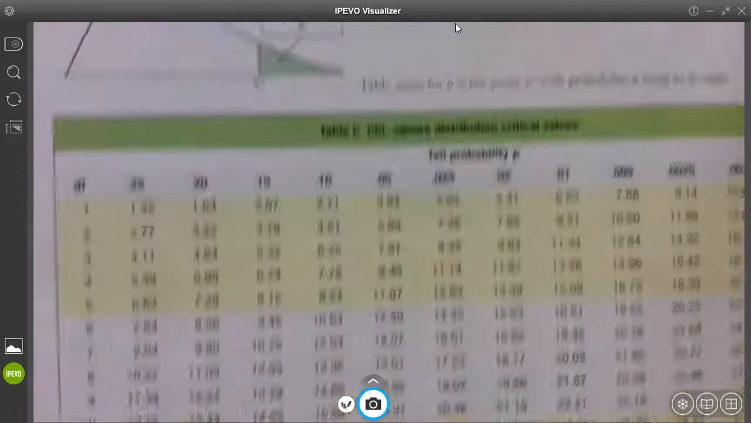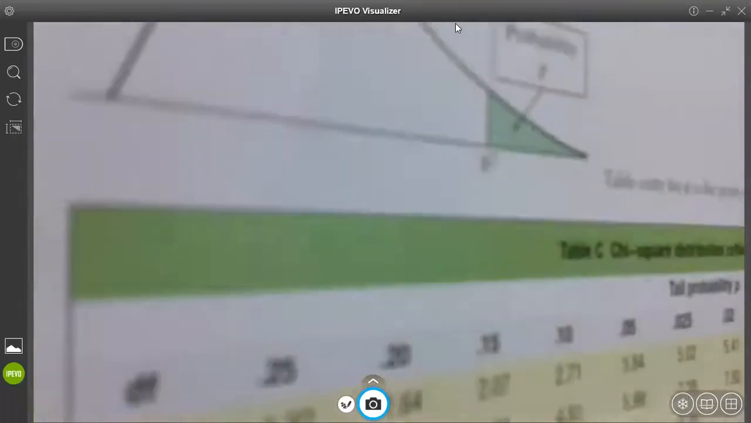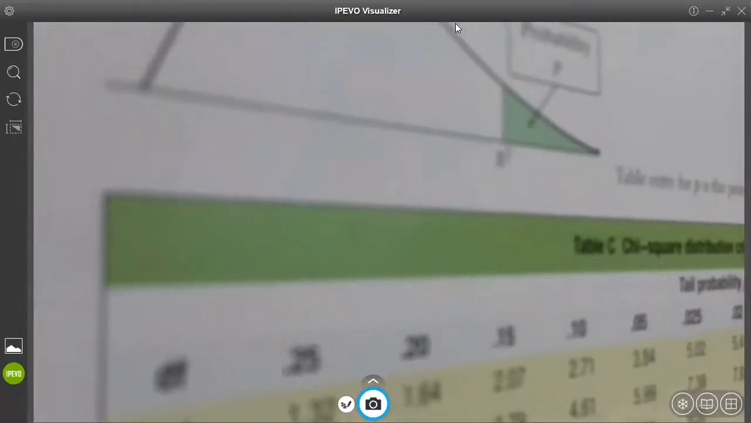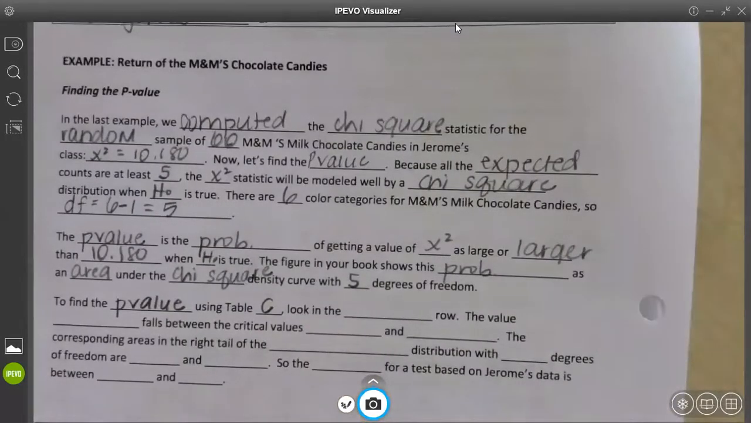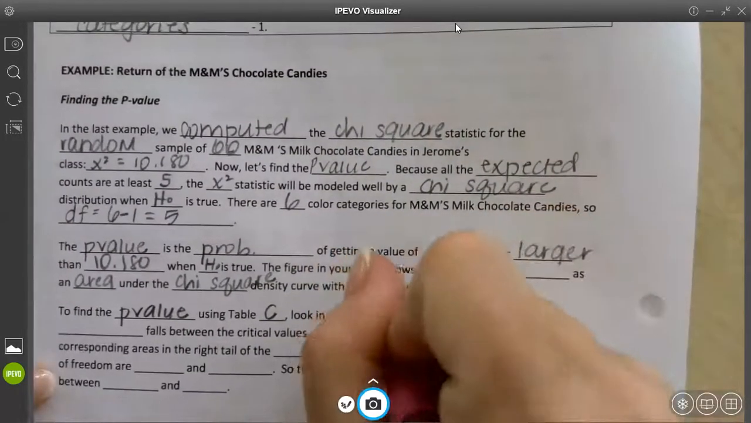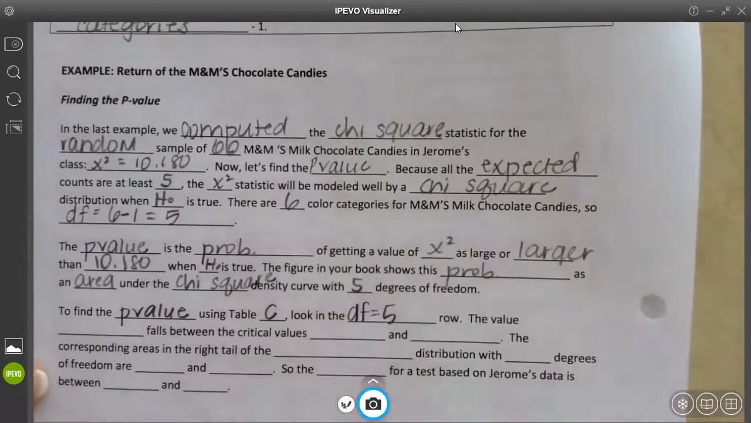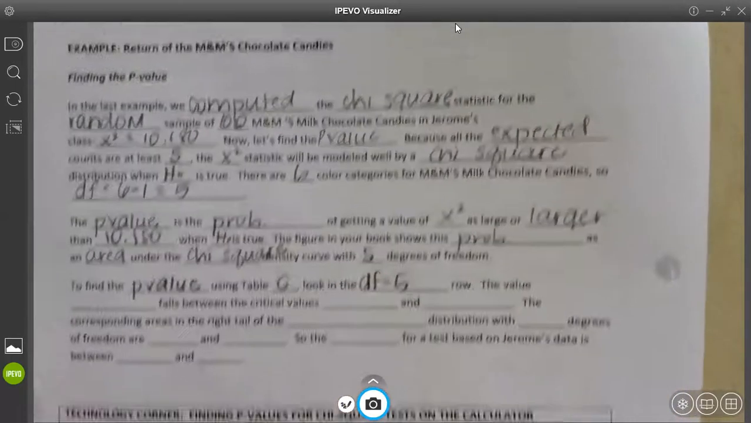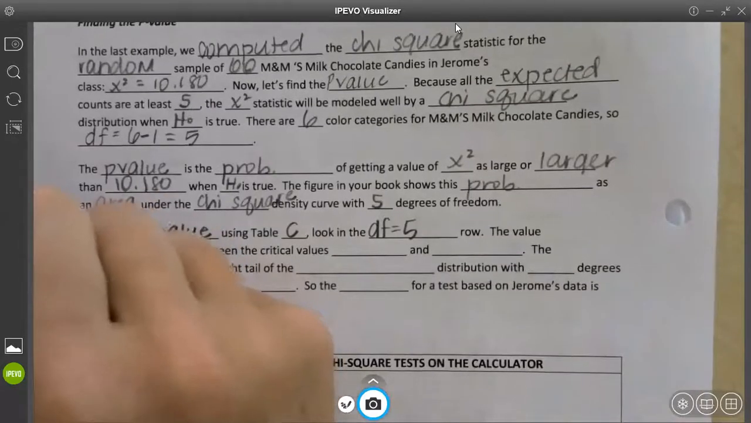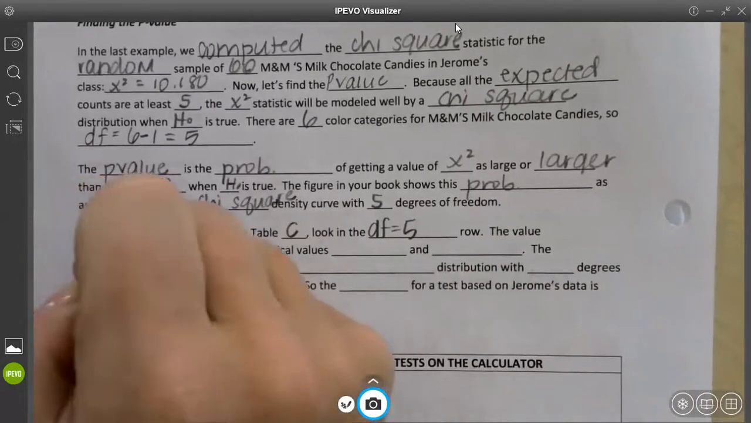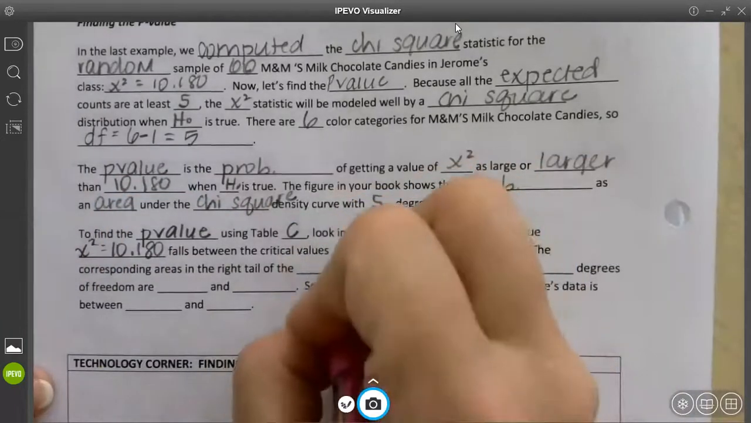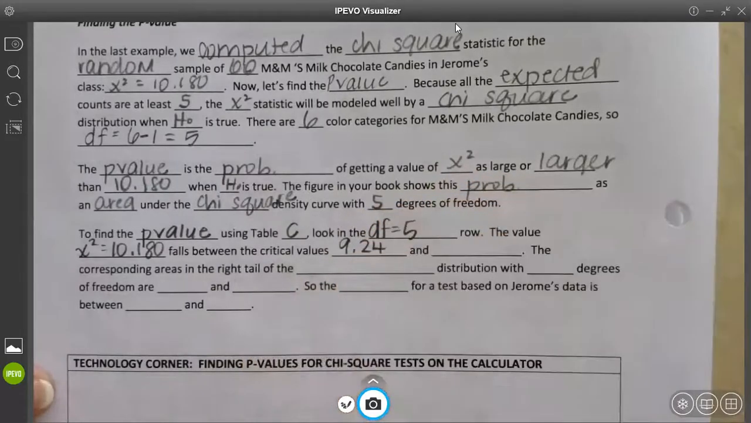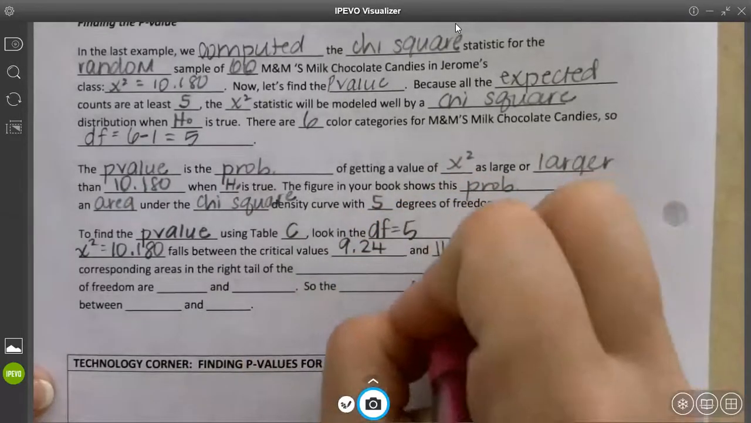D is random digits, so C is the last one we haven't looked at, so it looks like this on T4. To find the p-value using table C, look in the degrees of freedom equals 5 row. I'll come back and show you this in just a second. And then the value, 10.180, falls between the critical values of 9.24 and 11.07.